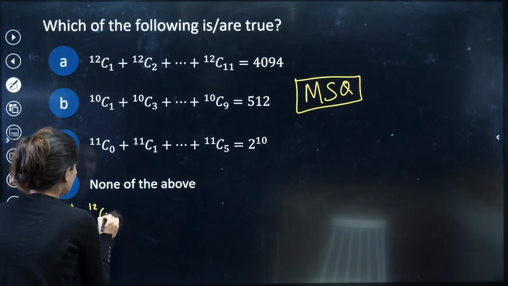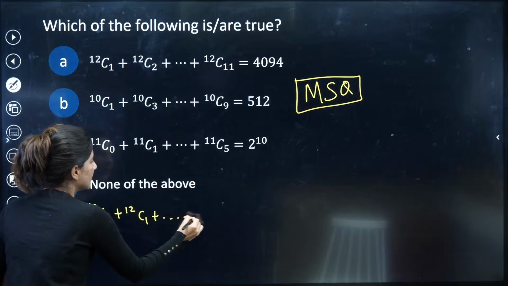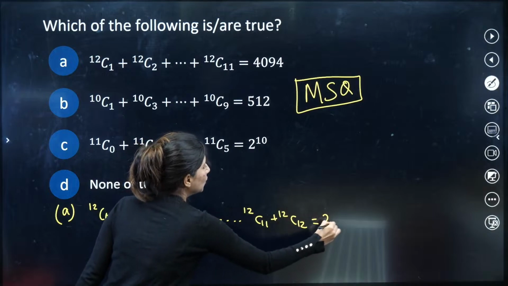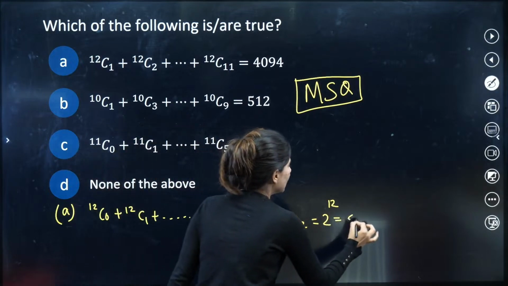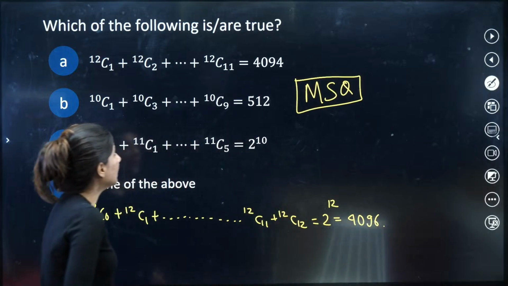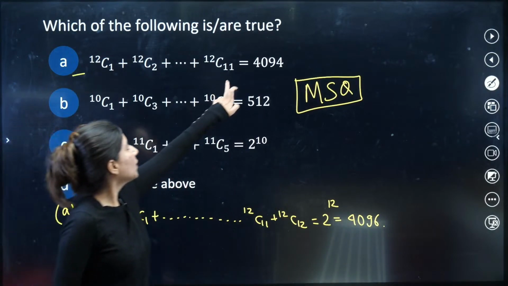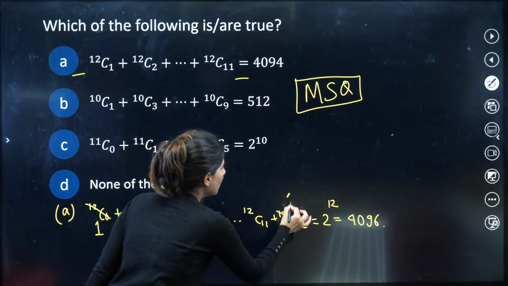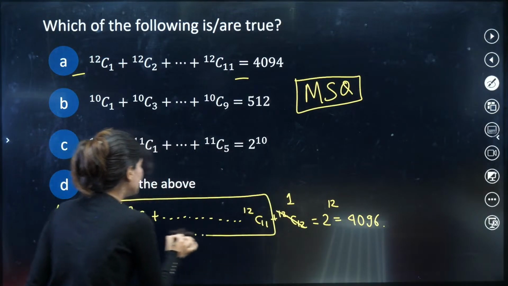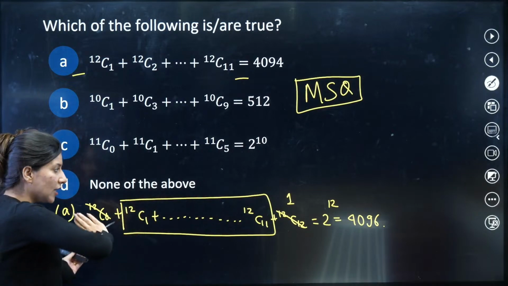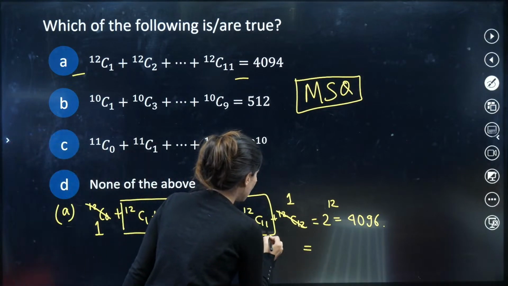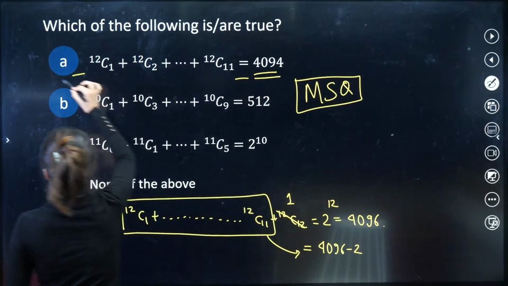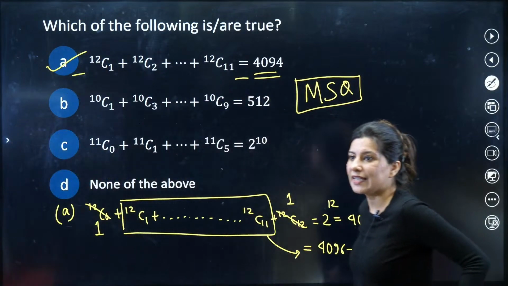So 12C0, we know 12C0 plus 12C1, 12C2, 12C3 and all the way up to 12C11 plus 12C12 is nothing but 2 raised to power 12, which is nothing but 4096, right? Now can you see that 12C0 is missing and 12C12 is also missing. 12C0 is nothing but 1 and 12C12 is also 1, that means 2. So this 2 will get subtracted and you are going to get 4096 minus 2, which is 4094. That means option A is correct. Option A is absolutely right.